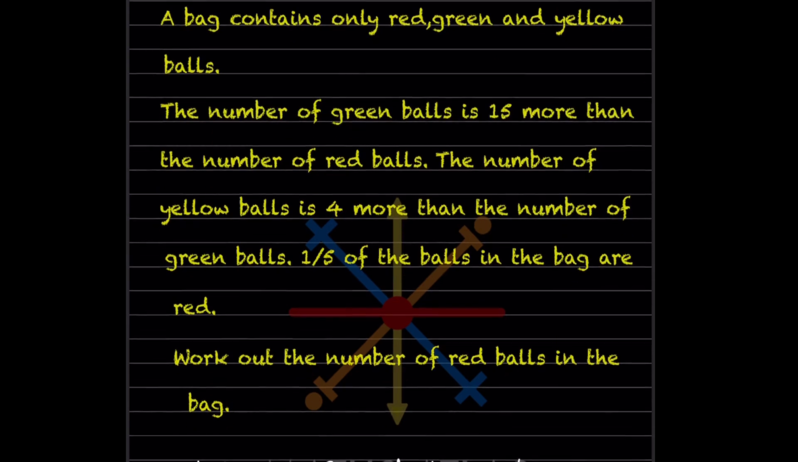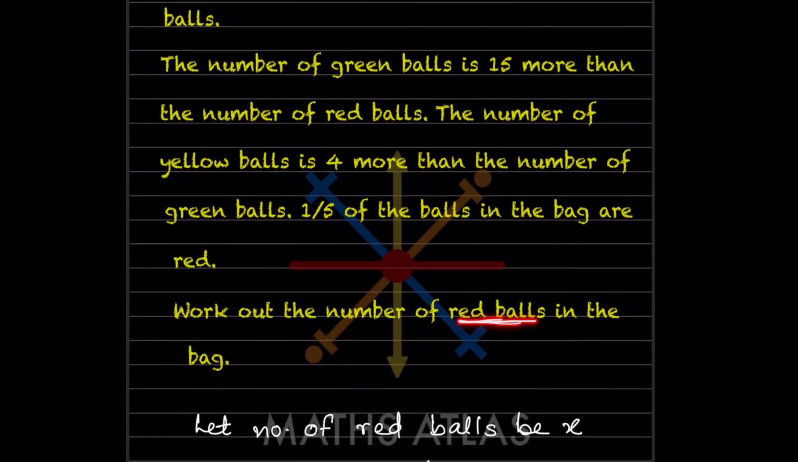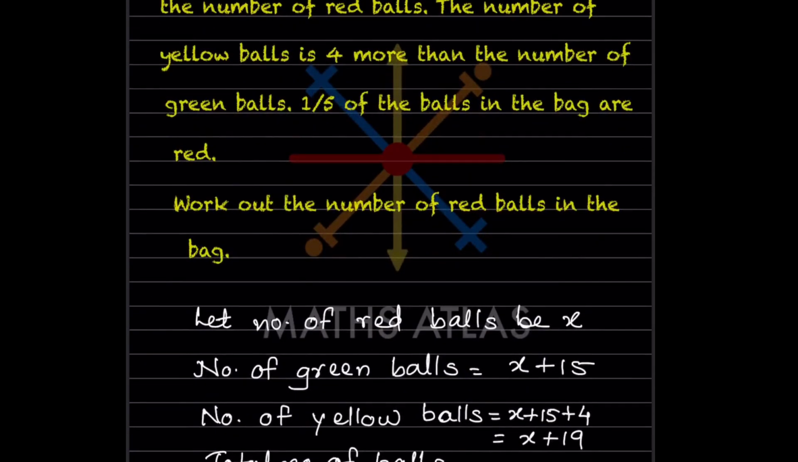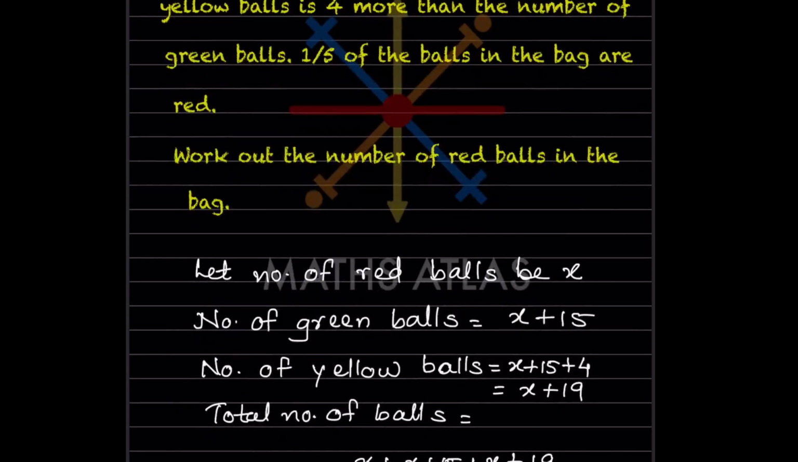So now let us write the given things first. Here we don't know the red balls, so we can consider this: let the number of red balls be x. Now what it is saying, the number of green balls is 15 more than the number of red balls. We have considered that as x. 15 more means the number of green balls is x plus 15.